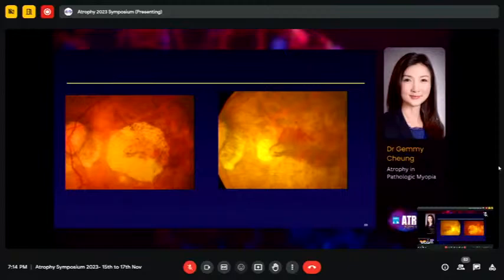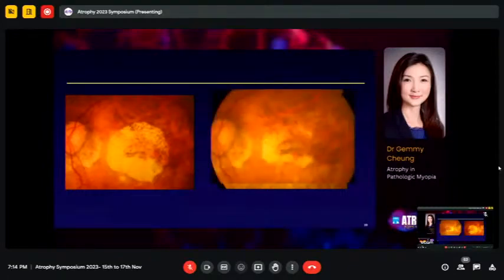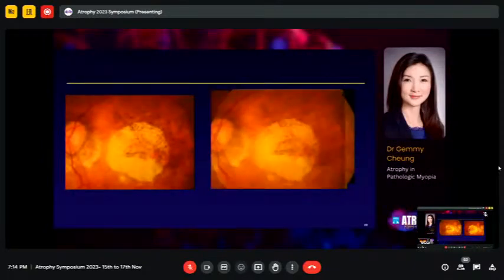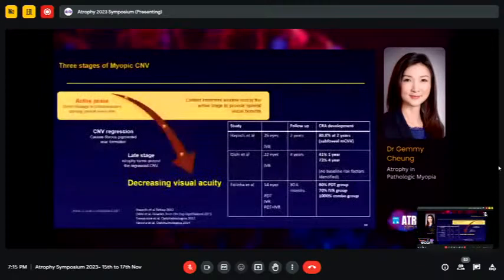There is a clear active myopic CNV with hemorrhage. And as we treat that, the CNV becomes scarred up and inactive. There was some expansion of the surrounding atrophy. And with time, the CNV itself becomes more and more atrophic, but the surrounding areas of atrophy have joined up into a confluent round lesion.